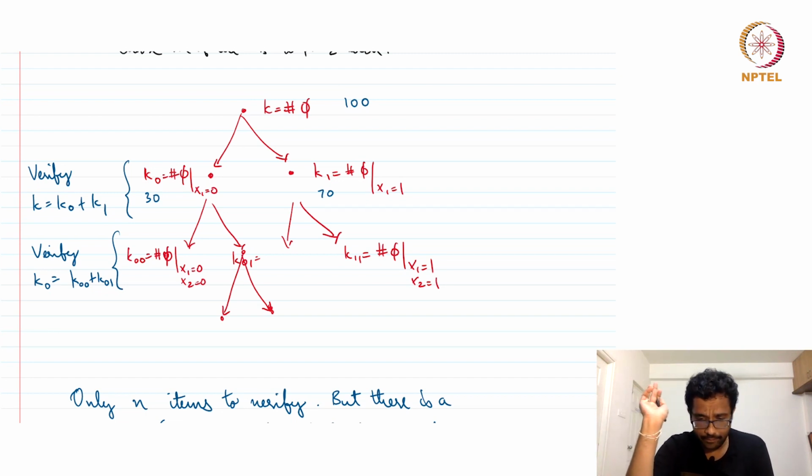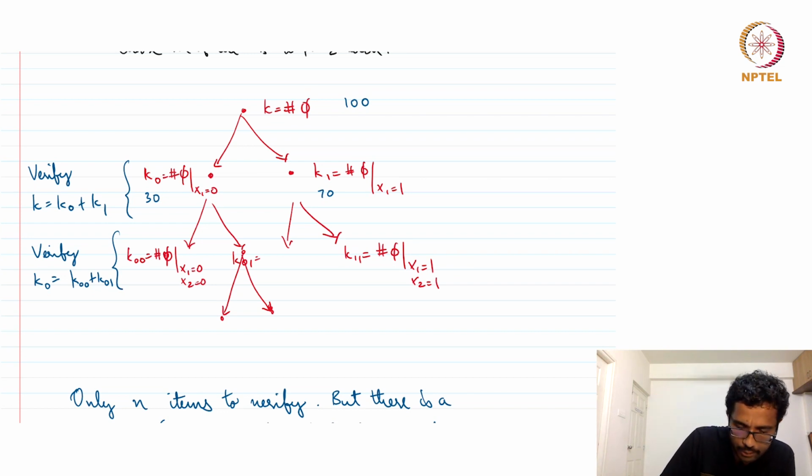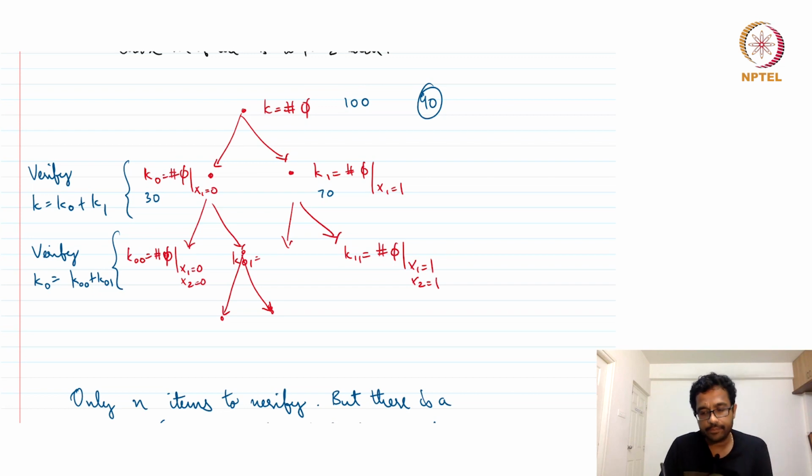However, let's say this formula actually has 90 satisfying assignments. It has 30 when x1 equals 0 and 60 when x1 equals 1. Which means k0 is 30 and k1 is 60. So the prover could be very smart here. He could report k0 as 30 truthfully, but his goal is to convince that k is 100.